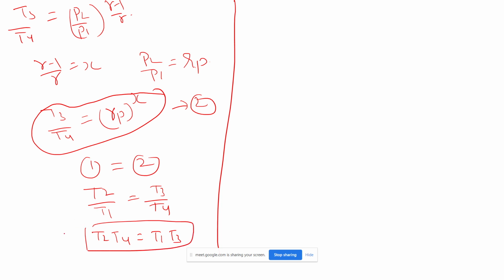This is a very important term. It will be helpful for the objective exam. So how can you remember this formula? Even even, odd odd. T2 T4 equals T1 T3. So even terms will come on the same side and odd terms will come on the same side. This is how you can remember it from the examination point of view. Is it okay? Then we have got this.